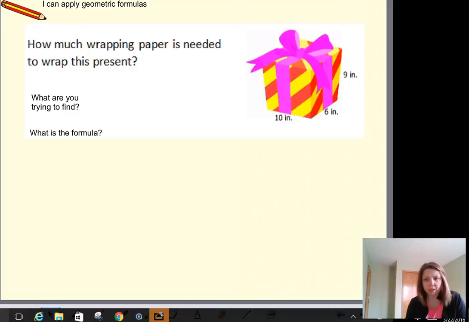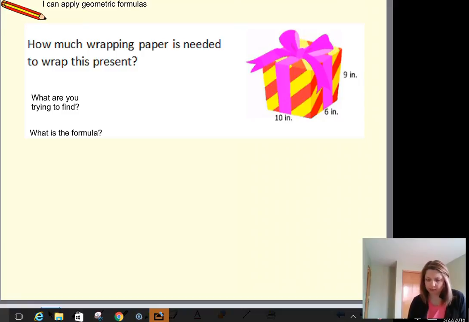All right, well, first, what are you trying to find? So if you have to wrap a present, would that be the volume? Would that be the surface area of the box? Well, definitely yes, it will be the surface area, because we don't want to fill the box with something inside, we want to wrap it up. So it's about the surface area, what is going around this box, or the surface of the box.